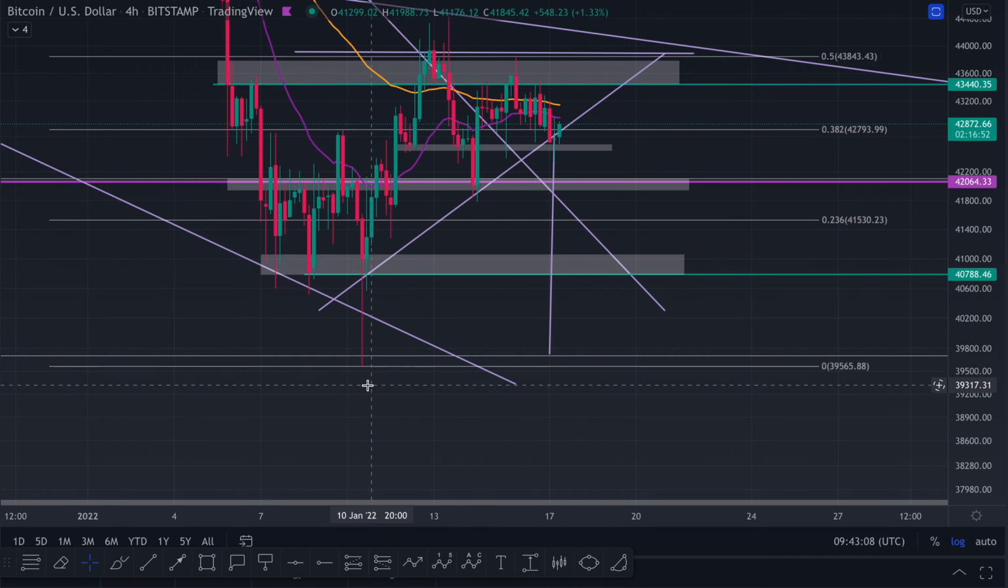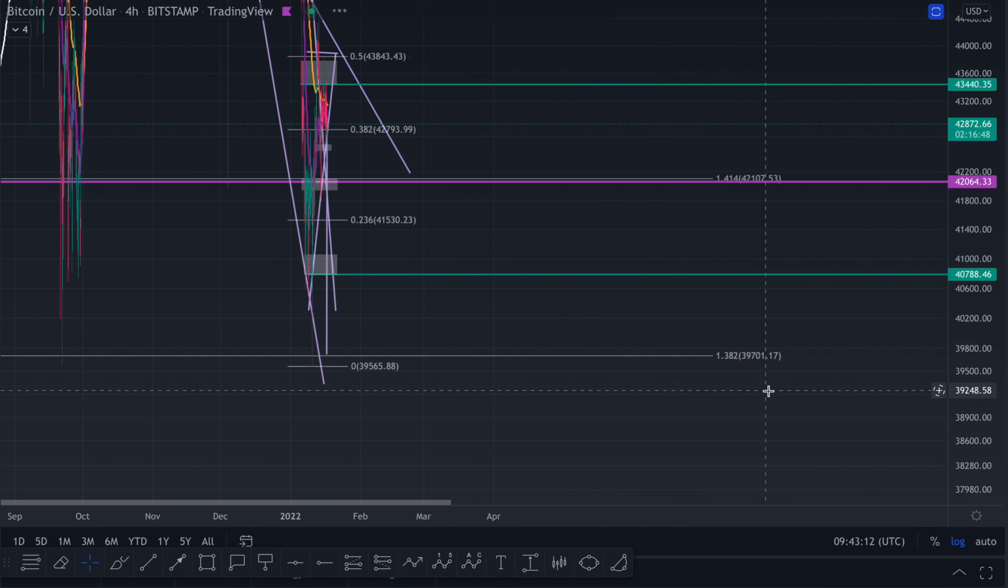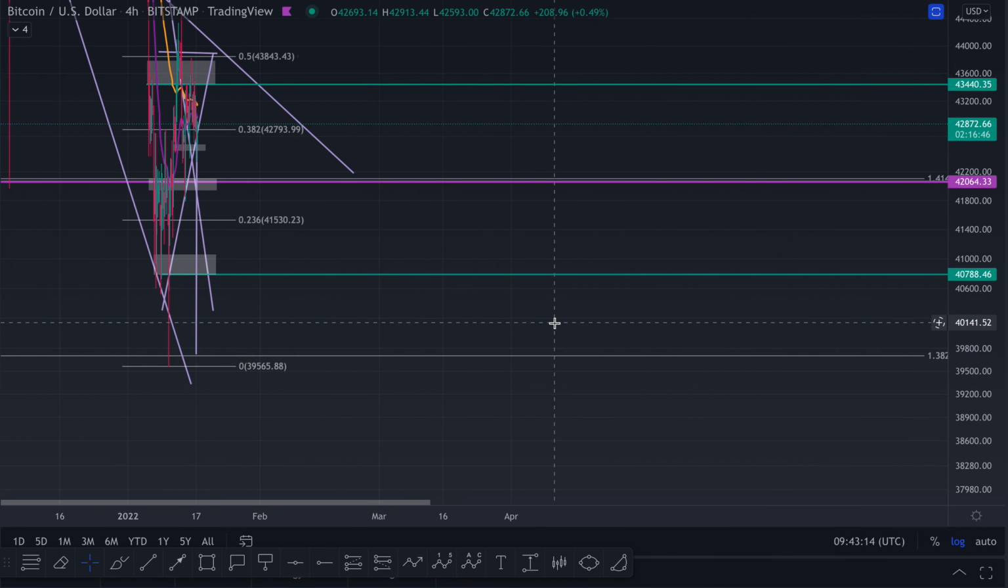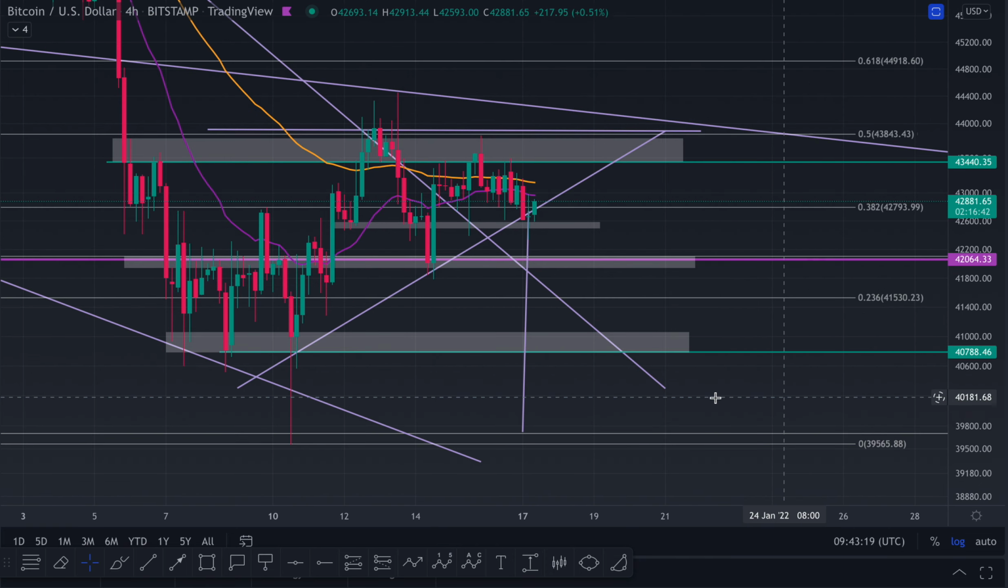potentially, but getting back in, if you were to carry on down, you'd basically be filling in this wick roughly. What line is this? The 1.382 on the weekly time frame, 39,700 exactly. That's the technical target if you were to fall out of this, fall down. Now I'm just going to get rid of that.